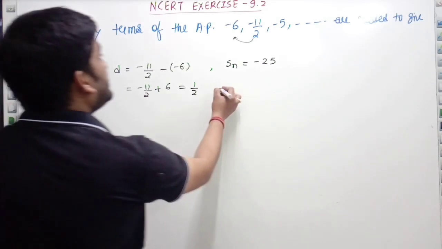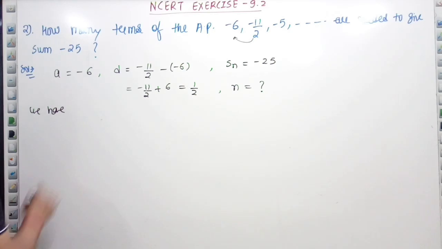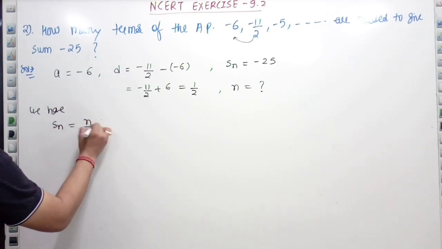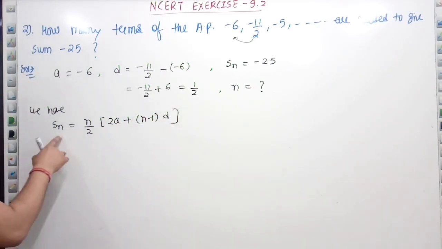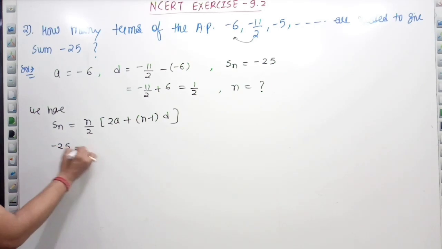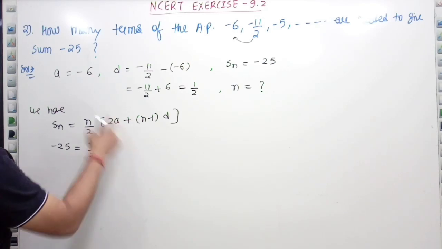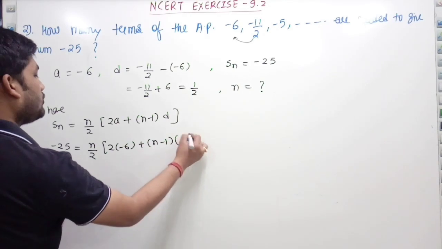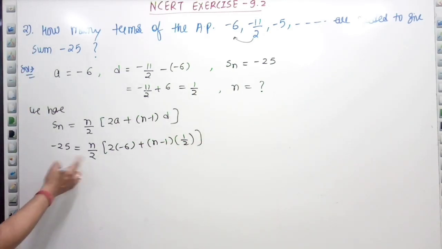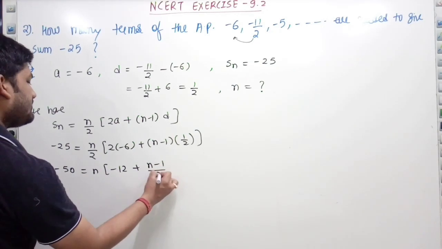Now what do we need? We need how many terms, means n we require. Now we have Sn equal to n by 2, 2a plus n minus 1 into d. Right? Sn I know. What is Sn? Minus 25, n by 2. n is what I need to calculate. 2a, a is minus 6, plus n minus 1 into d, which is 1 by 2. Right? So I will make it 50. Minus 50 equal to n into minus 12 plus n minus 1 by 2.